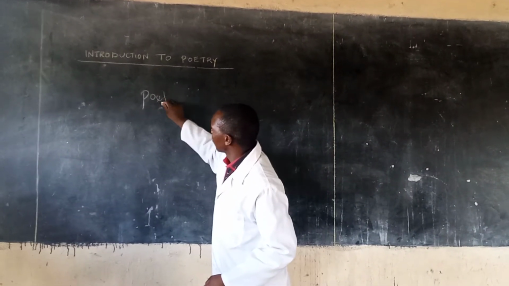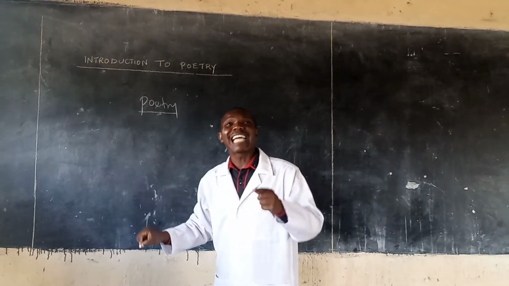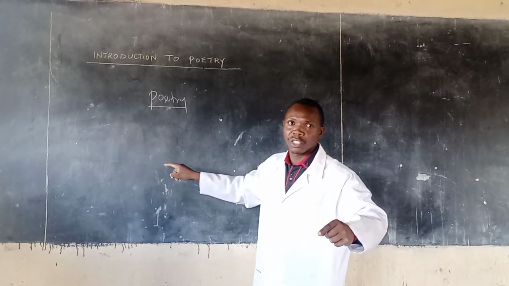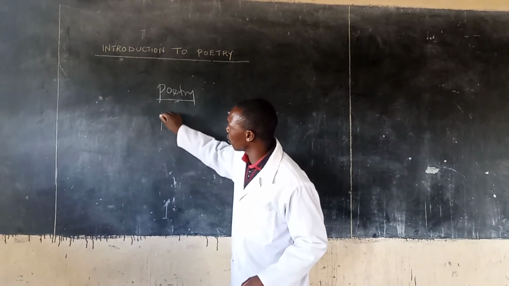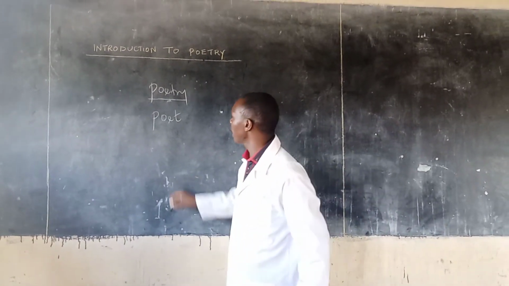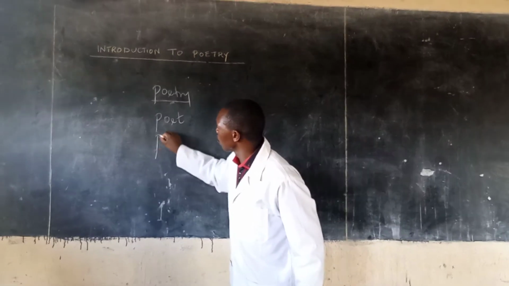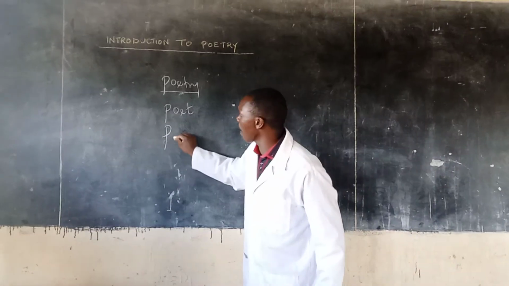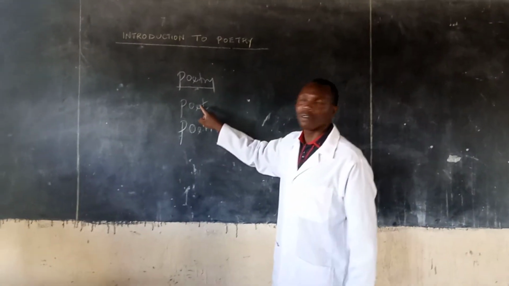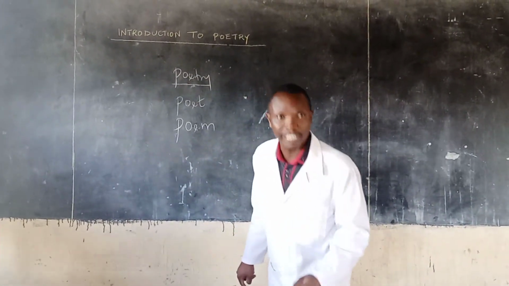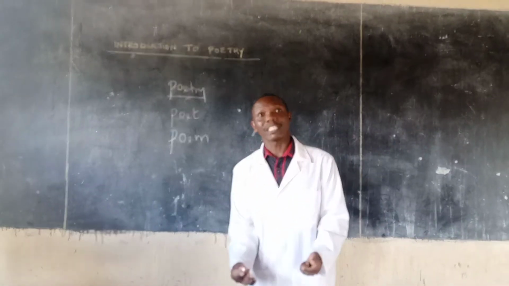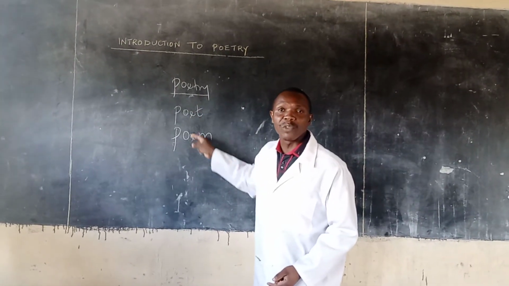Poetry, as you understand, has some terms. Before I give the definitions, we also look at some terms in poetry. We have another term that we call poet. You also ask yourself, who is a poet? And then there is a poem. What is a poem? Apart from poetry, we have these two terms that a student should understand. For you to understand this concept of poetry, you must understand the three terms.